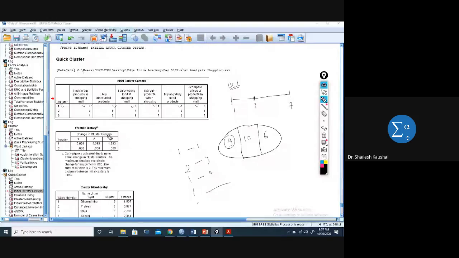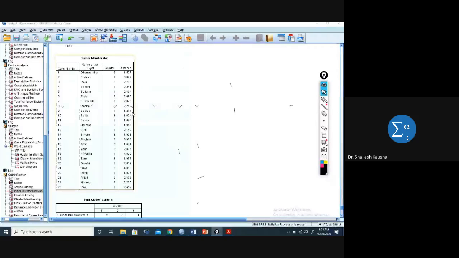So through this table we can understand it is the mean value given by the respondents. Now the second table, which is relevant to this table, is the cluster membership. In this cluster membership, we can see 3 clusters.